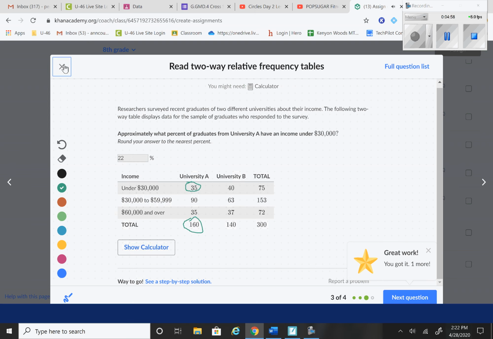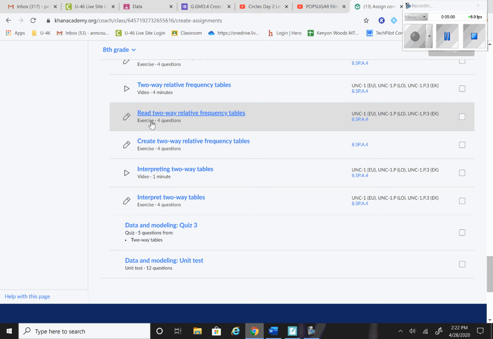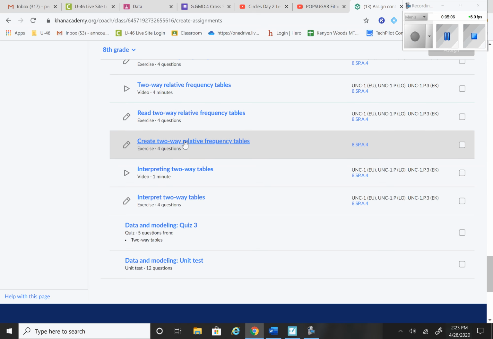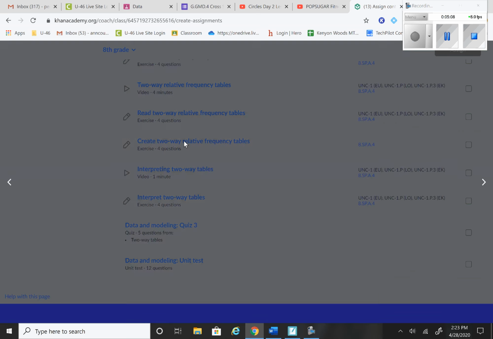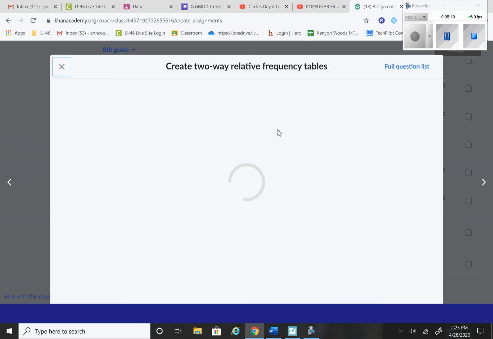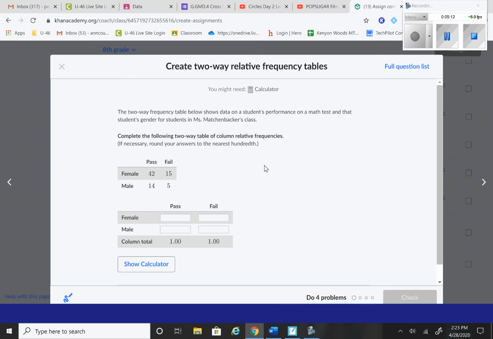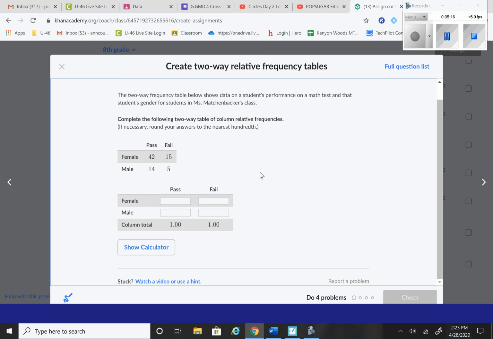So again, I just want to do a few of those sample problems for you to give you an idea of how you look at two-way relative frequency tables. But then I also wanted to do one or two out of the next section where you're creating two-way relative frequency tables. And again, you might see problems like this, or they might have different numbers, but similar problems. The two-way frequency table below shows data on a student's performance on a math test and that student's gender for students in Mrs.